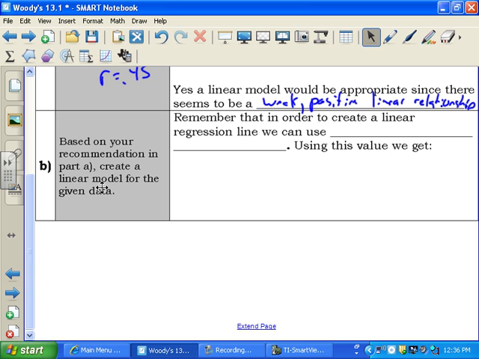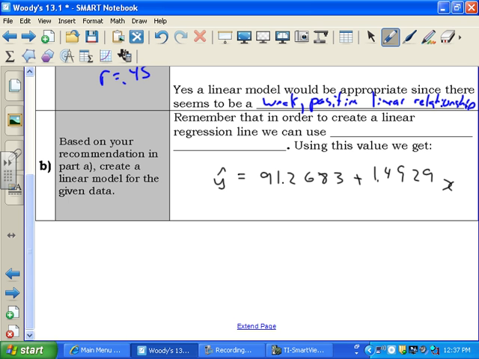All right, part B here. In order to create the linear regression, we already did that. I'll write it down here. This is our line of best fit: y hat is equal to 91.2683 plus 1.4929 x. Do we agree with that?